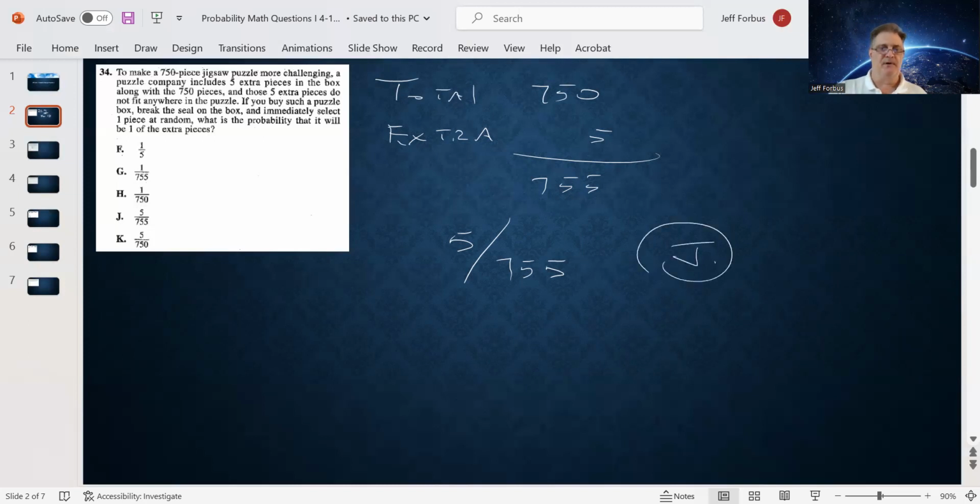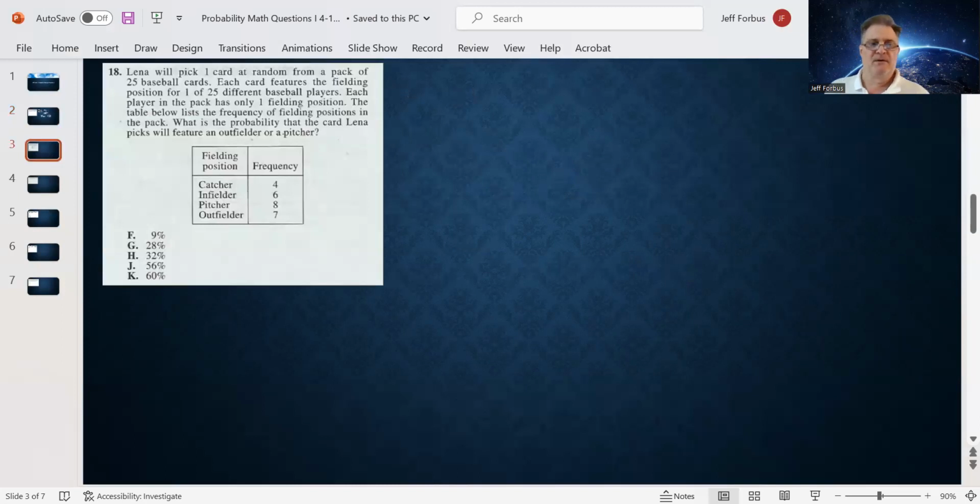All right, let's go to the next question. So Lena will pick one card at random from a pack of 25 baseball cards. Each card features the fielding position for one of 25 different baseball players. So there's 25 total players there. Each player in the pack has only one fielding position. The table below lists the frequency of fielding positions in the pack.